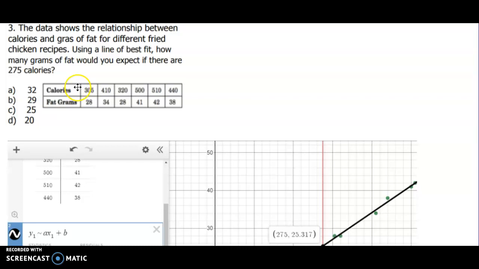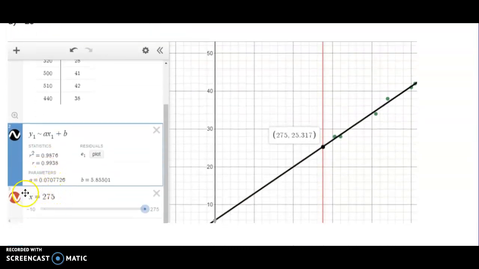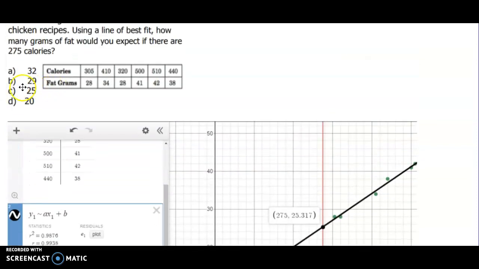It's asking me to make the prediction: if there's 275 calories, how many grams of fat? So I can see calories is my x. So when x equals 275, which I have typed right here, what is my y? And then it'll form a vertical line, and you see where they intersect. So when x equals 275, y equals 25.3. Okay.